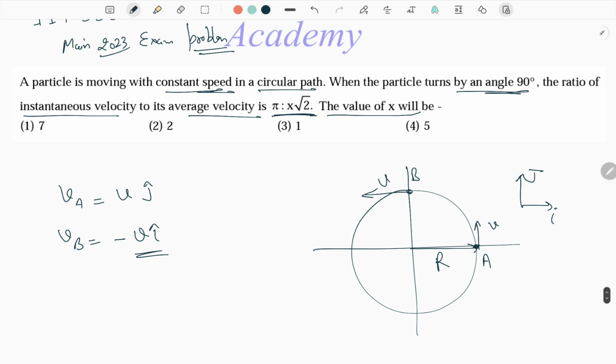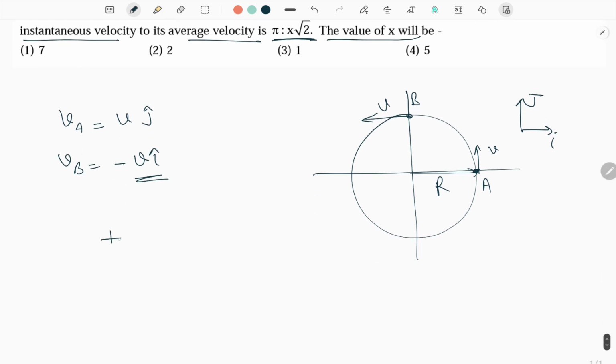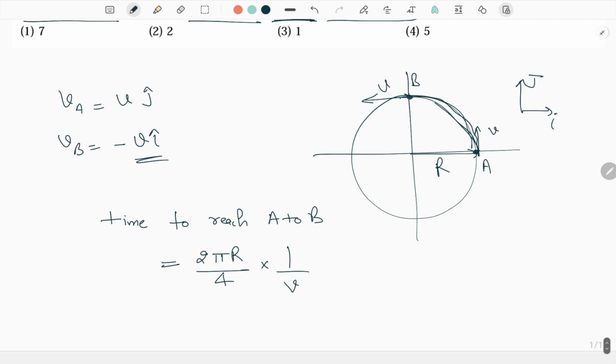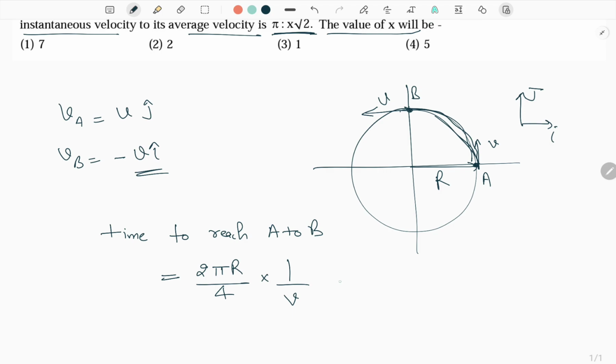The particle is moving with constant speed. So the time to reach from A to B is equal to the distance, the arc 2 pi r by 4, divided by the velocity or speed. So the time is pi r by 2v.